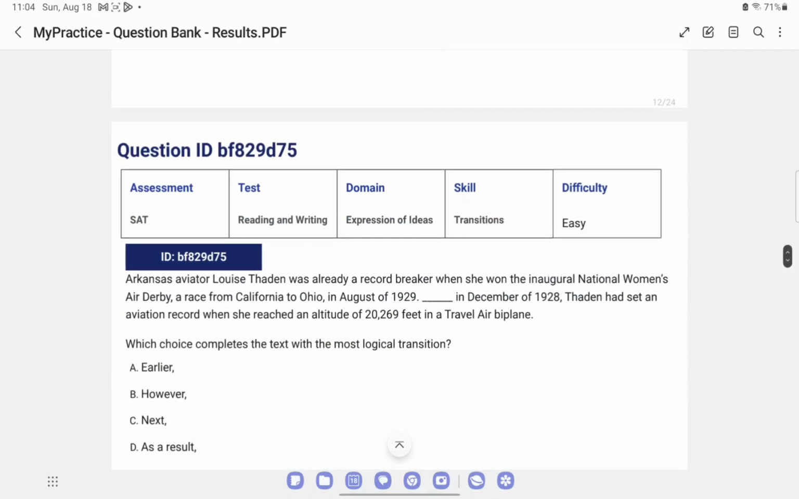Arkansas aviator Thaden was already a record breaker when she won the Derby, a race. Okay, so in August, blank, in December, she set a record when she reached an altitude of 20,000 feet. So she was already a record breaker in August, but in December she decided to be a record breaker again.